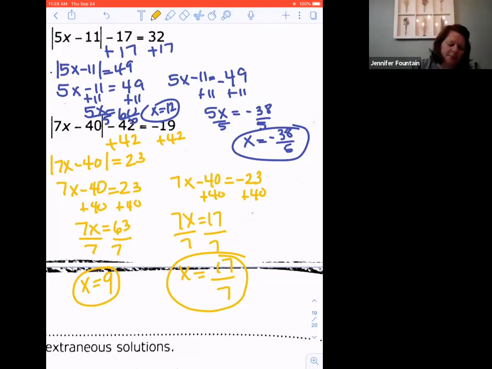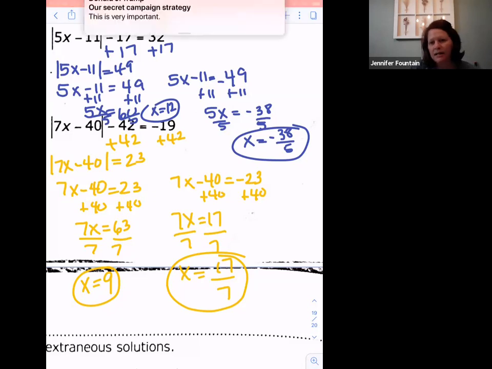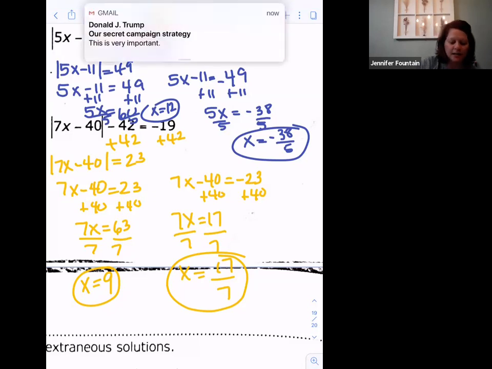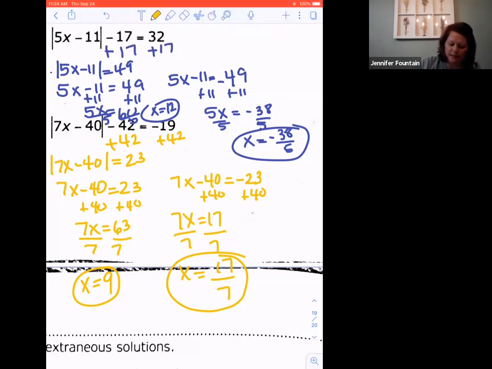So with the absolute value of 5x minus 11 minus 17 equals 32, your two possible answers are x equals 12 and x equals negative 38 over 5. I just left it as an improper fraction. There's nothing I can do to simplify it.